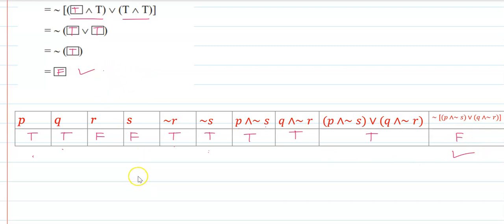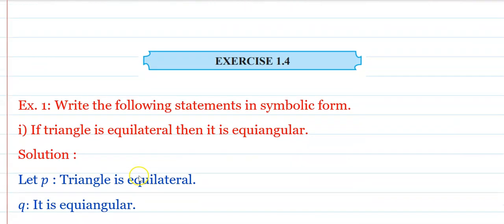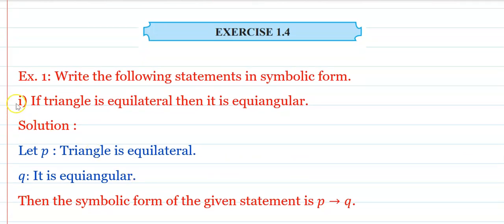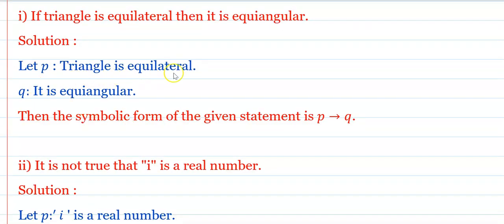Next, exercise 1.4. First question: write the following statement in symbolic form. If the triangle is equilateral, then it is equiangular. The first is P: triangle is equilateral. Q: it is equiangular. Then the symbolic form of the given statement is P implies Q.